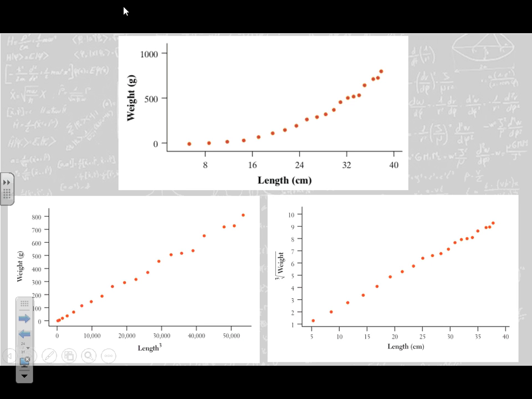So real quick, run your linreg function. So I want to show you what happens to your line. So go ahead and run your linreg function.